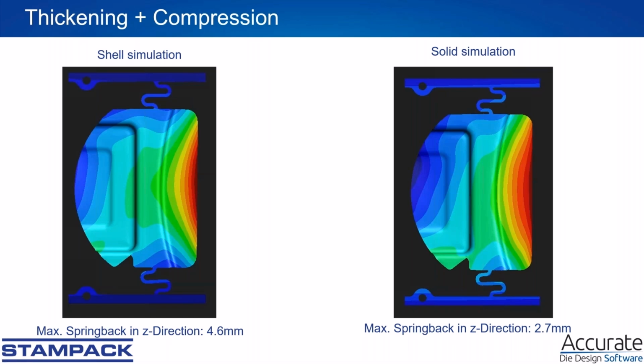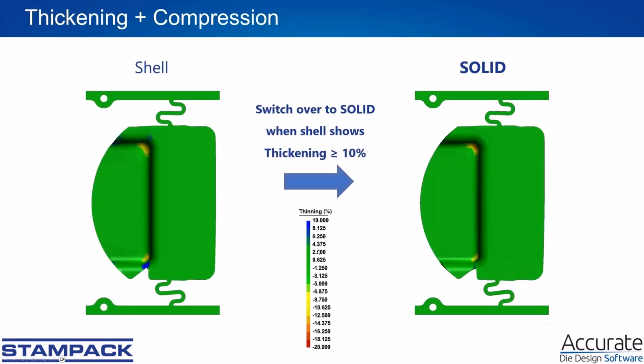So the solid simulation did a fantastic job here. If you compensate with the wrong values, you will never come to a good solution. That's why we say whenever we have more than 10% thickening in a part, then you should finally validate and compensate your springback in solid, because prediction quality is much better.